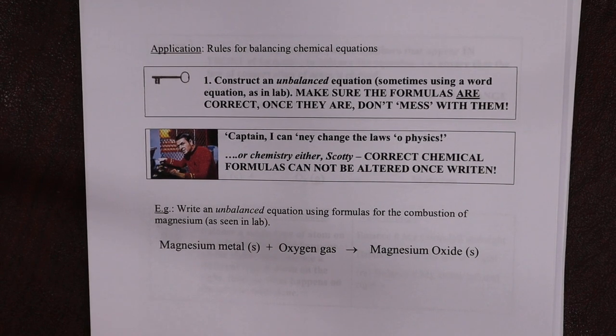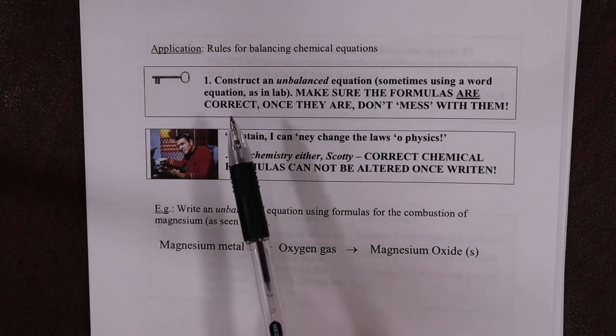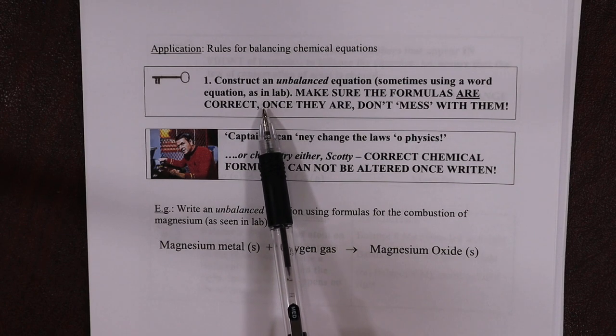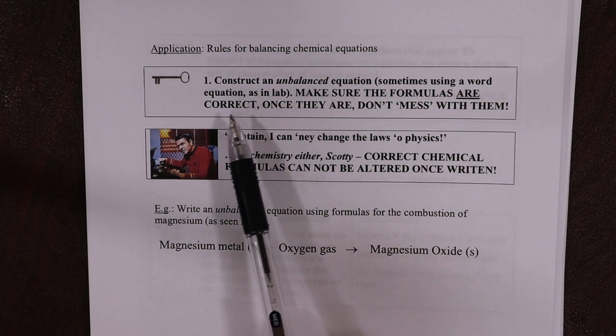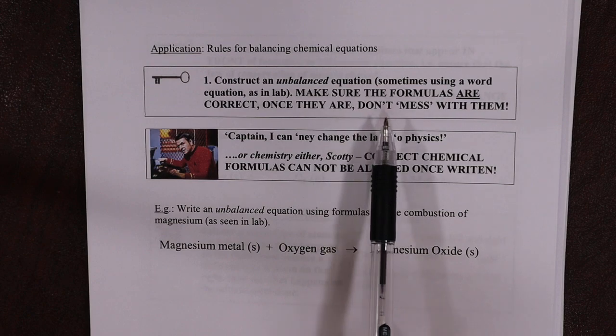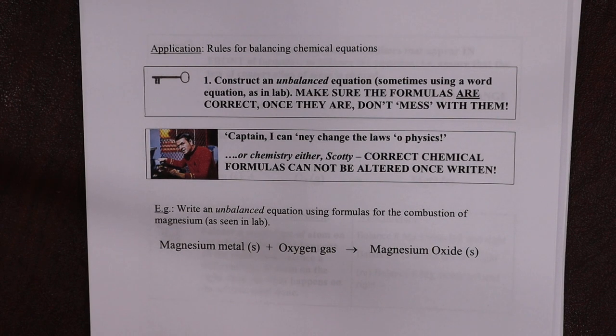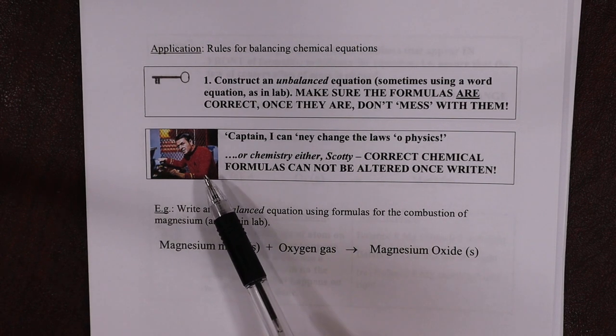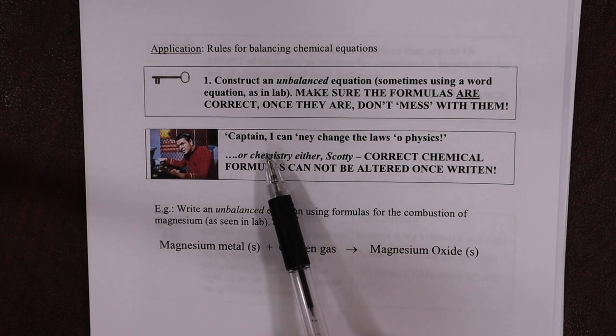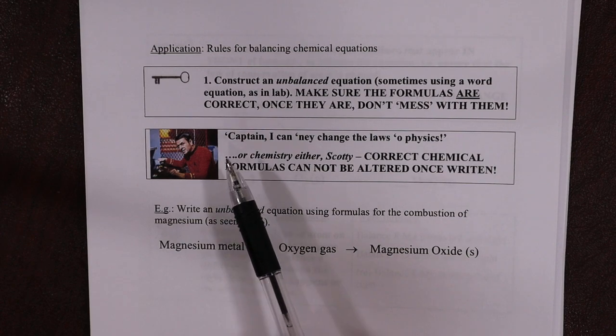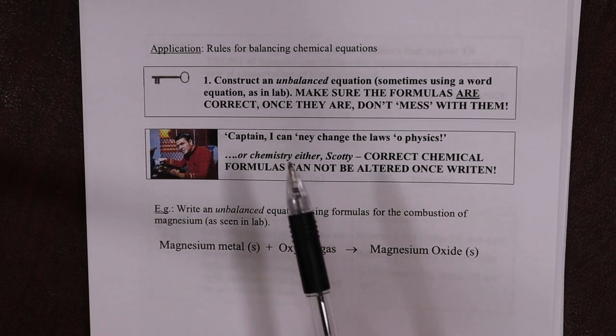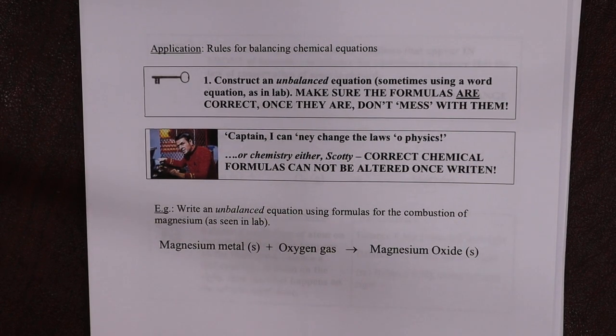So the rules for making a balanced chemical equation. First, and it's what we learned already, we've done this in the last packet, construct an unbalanced equation, i.e. just turn names to formulas. Now that's the first step. If you're a big fan of the original Star Trek, you can change the laws of physics or chemistry, right? Once you've got that formula down and it's correct, don't be tempted to change it.